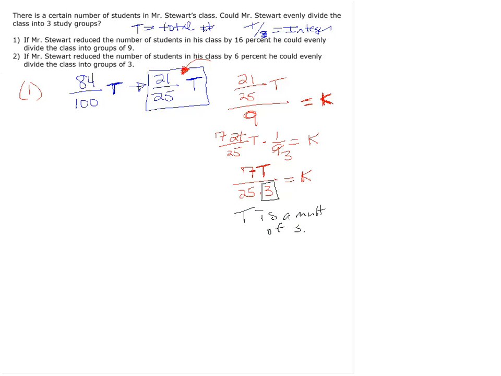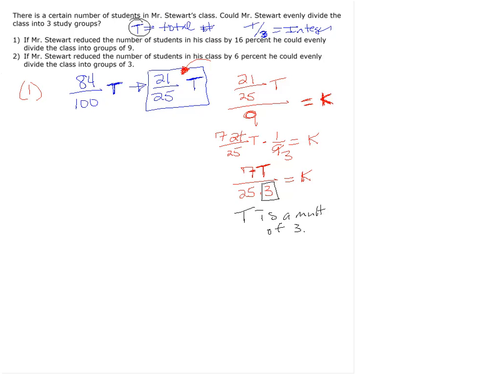T is a multiple of 3. Okay, so with that said, we can go back to the question: could we divide the study group in the class into 3 study groups? Well, we let t be the total, and from statement 1, we just saw that t is a multiple of 3. Okay, so we get a yes. We could divide the class into study groups of 3.